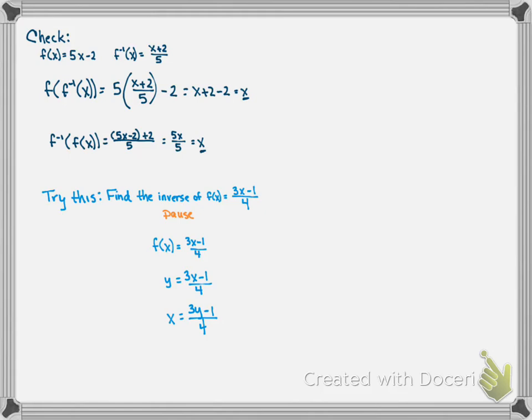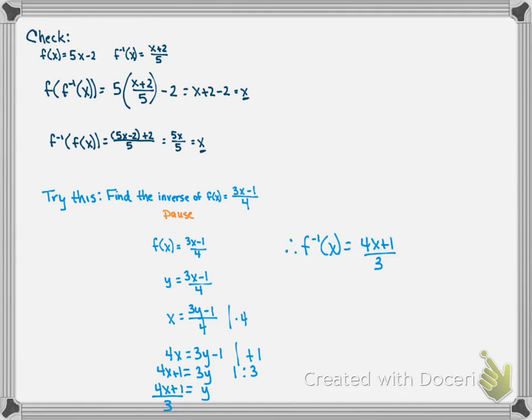Now we need to get y by itself. So start by multiplying both sides by 4. We get 4x equals 3y minus 1. Add 1 to both sides. That gives us 4x plus 1 equals 3y. And then divide both sides by 3. So 4x plus 1 all over 3 equals y. Or f to the negative 1 of x equals 4x plus 1 all over 3.